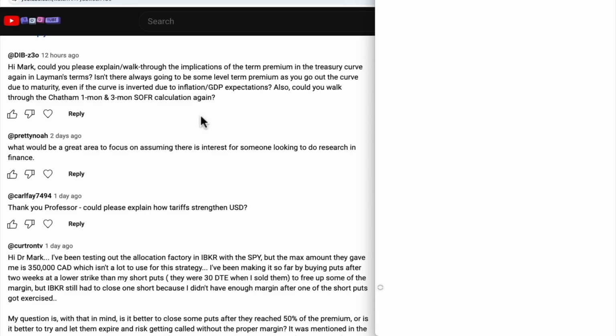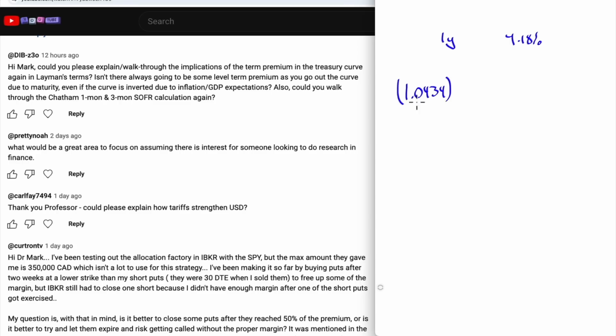Could you walk through the Chatham 1 month, 3 month SOFR calculation again? Well, I just use Chatham Financial because they have a nice forward curve. But if you're trying to figure out how much term premium, let's say in a 1 year. Let's say we look at the 1 year, and let me find the 1 year from Friday. That yield was 4.18%. And we look at the 3 month, it's 4.34.